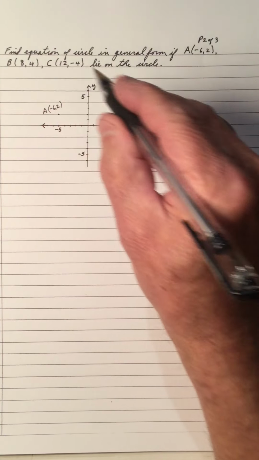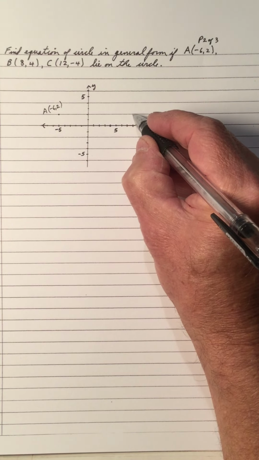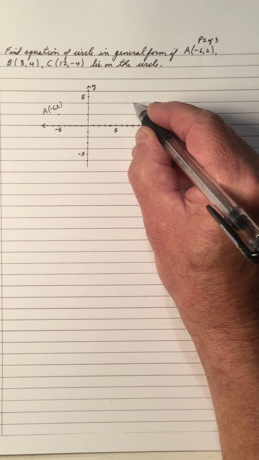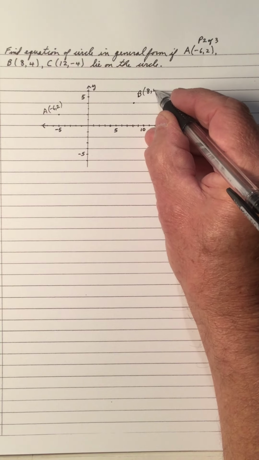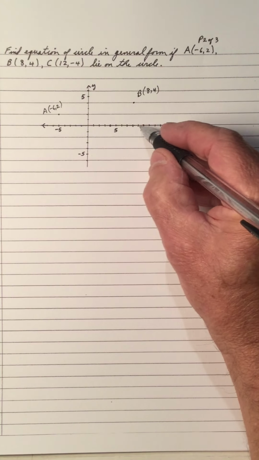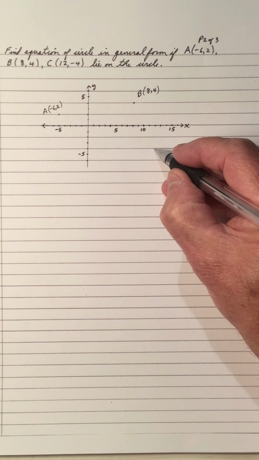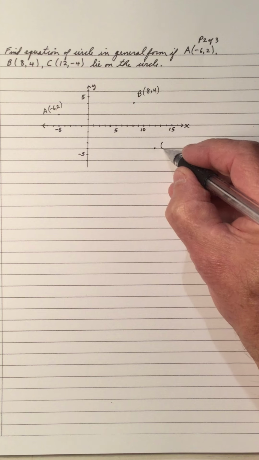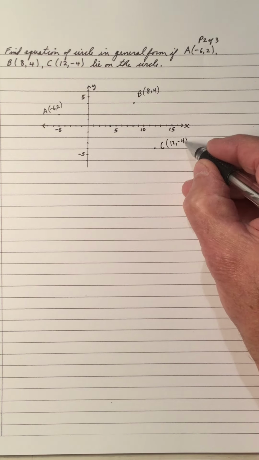B is 8, 4. B is 8 and 4. 8, 4 is right there. So B is 8, comma 4. C is 12, negative 4. 10, 11, 12. And negative 4 is down right here, approximately. So that C is 12, negative 4.